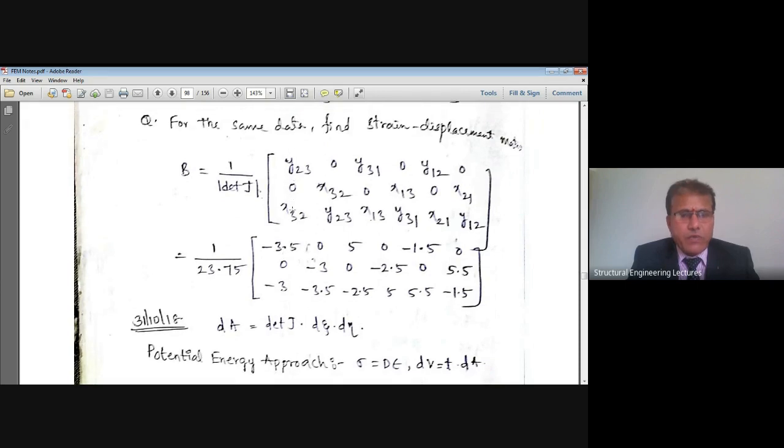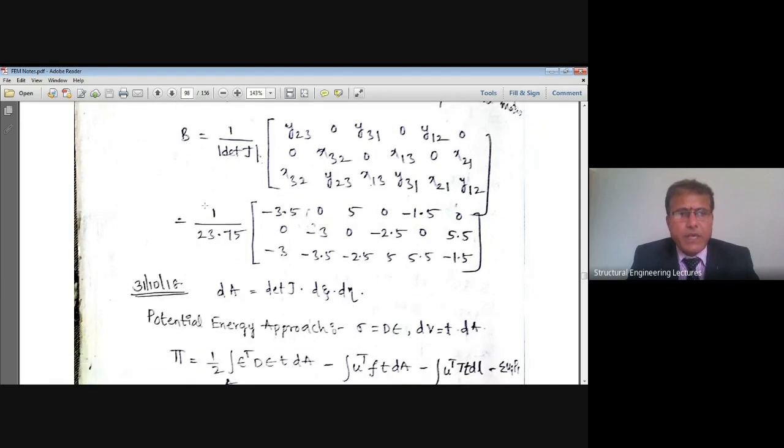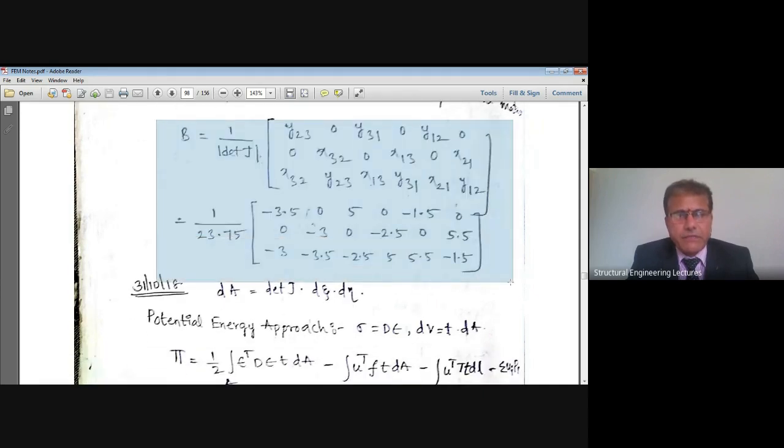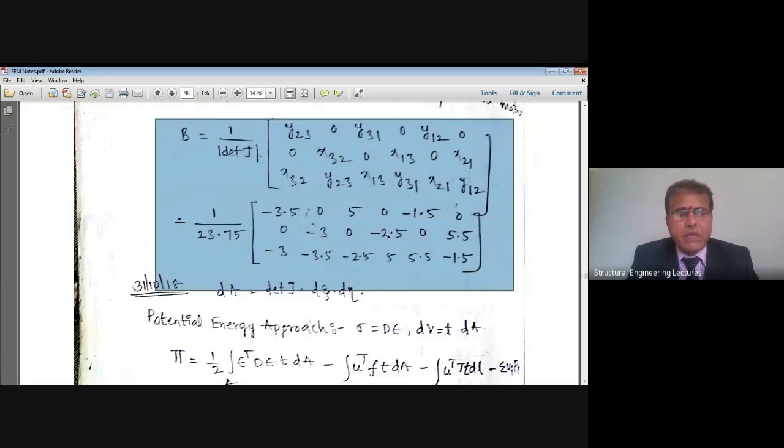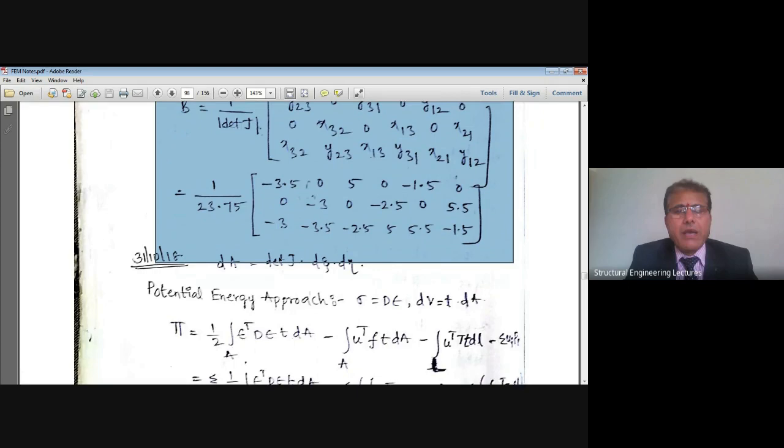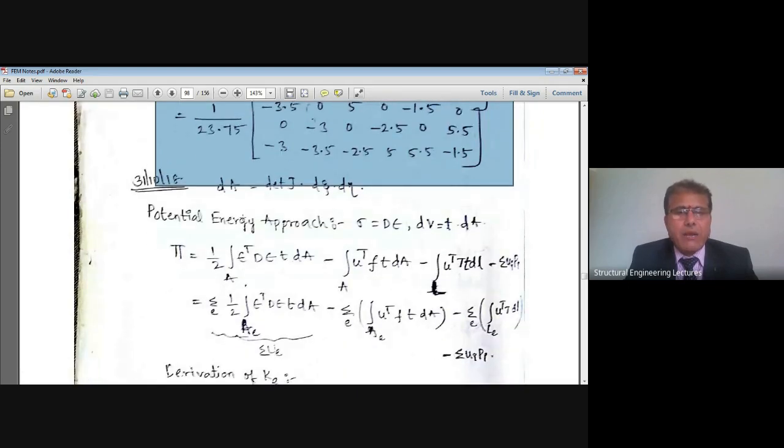Then we already know what is y2, y3. y2 minus y3 is equal to minus 3.5. Likewise, you go on substituting the others. Then you'll get this B matrix, which is also a constant matrix. Hence, this 2D 3-node triangle element is called the CST element, a constant strain triangle. A constant strain triangle. Fine.